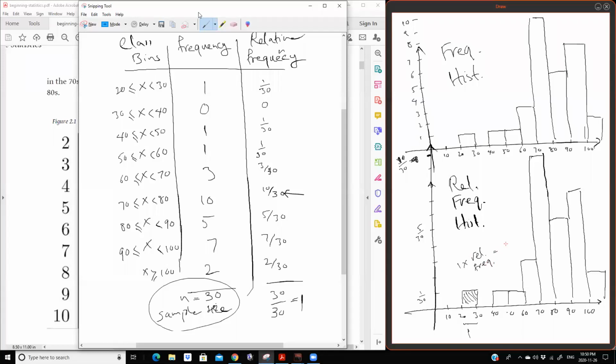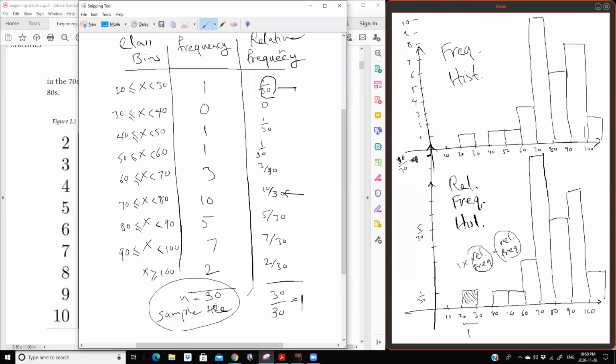Yes, which is going to be exactly the relative frequency, because the base is 1 and you're doing 1 times the relative frequency. It's going to be the same as the relative frequency. So now there is a relationship between these relative frequencies that we have here and the area of the bar.